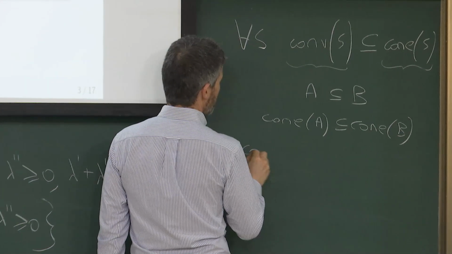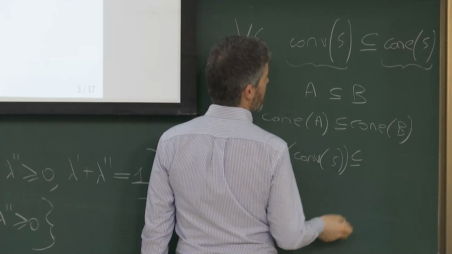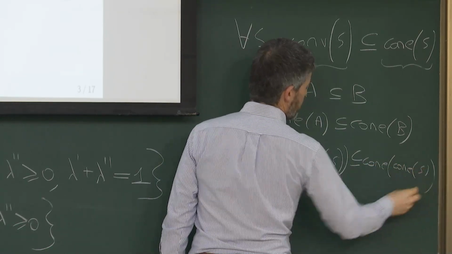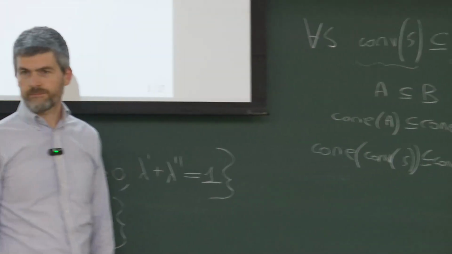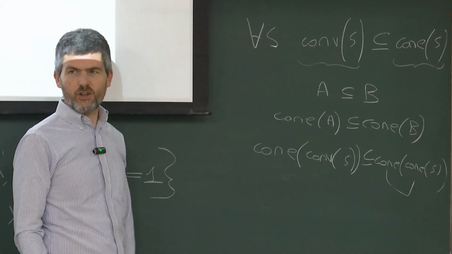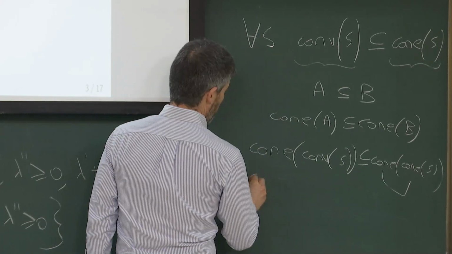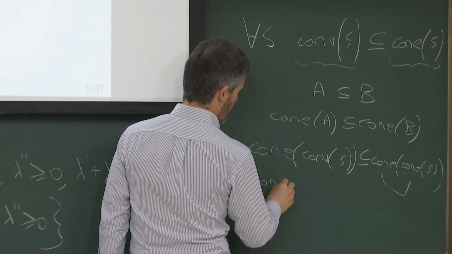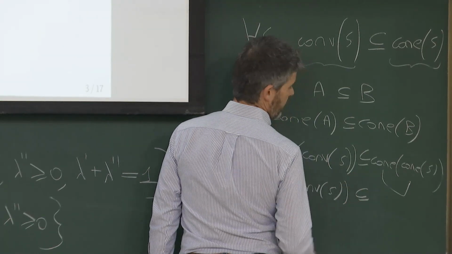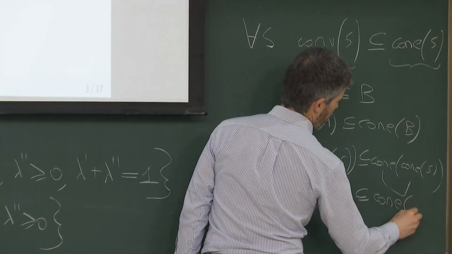So that means that the conic hull of the convex hull of S is going to be a subset of the conic hull of the conic hull of the same set S. Right? And now the conic hull of a conic hull of a set is simply just the conic hull. So at least we have one side of the equation, which is the conic hull of the convex hull of S is definitely a subset, possibly equal, to the conic hull of S.